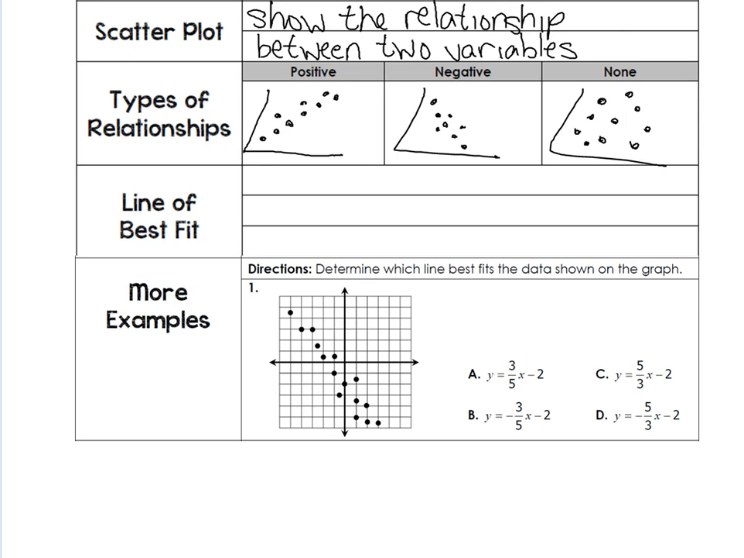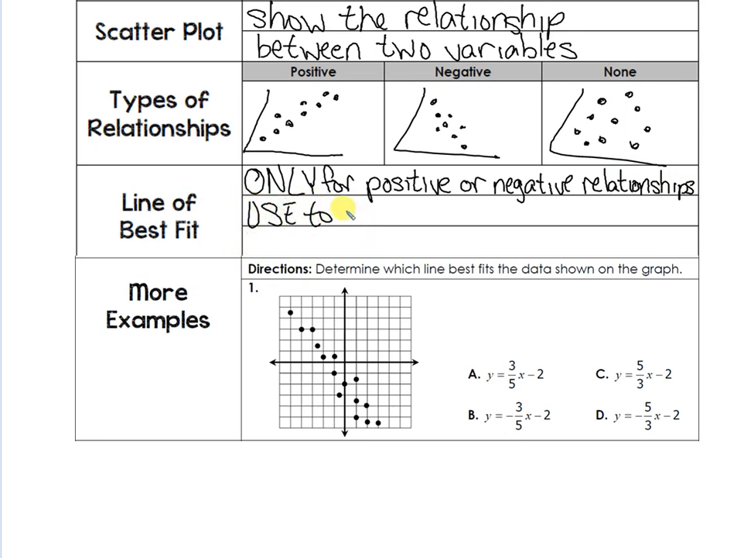And when we have scatter plots, we make lines of best fit. Those lines of best fit are only for positive or negative relationships. I cannot make a line of best fit for a scatter plot that has no relationship. And we use them to make predictions.